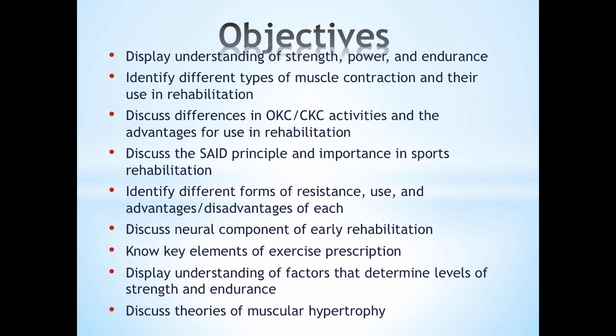We'll discuss the SAID principles and the importance in sports rehabilitation. We'll identify different forms of resistance, use, and advantages and disadvantages of each. We'll discuss neural component of early rehabilitation. We'll know the key elements of exercise prescription. We'll display an understanding of factors that determine levels of strength and endurance. And we'll discuss our theories of muscular hypertrophy.